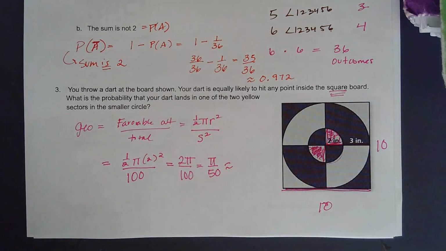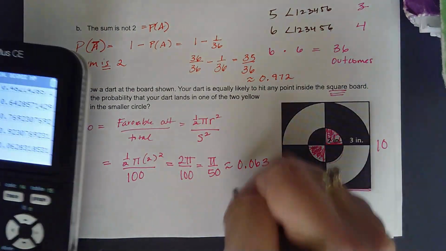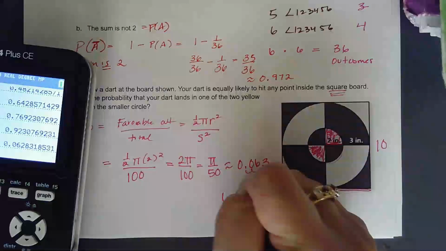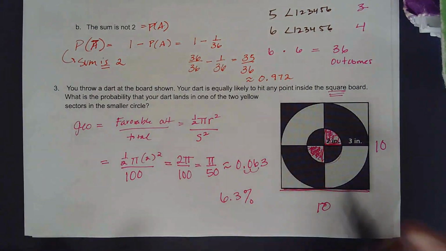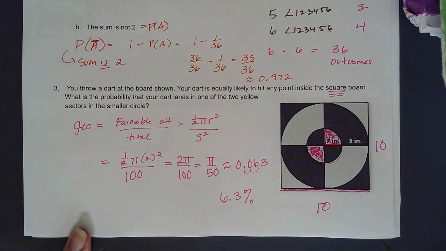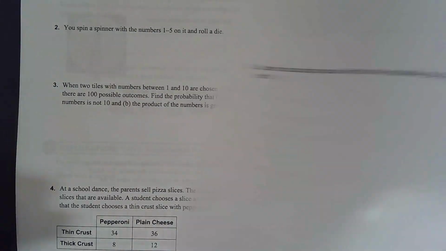Pi, so use the pi button on your calculator, not 3.14, divided by 50, and I get about 0.063, which, if you change it into a percent, is about 6.3%. So the probability of landing in this little region here or that region here is only 6.3%. Okay, we have a couple more.